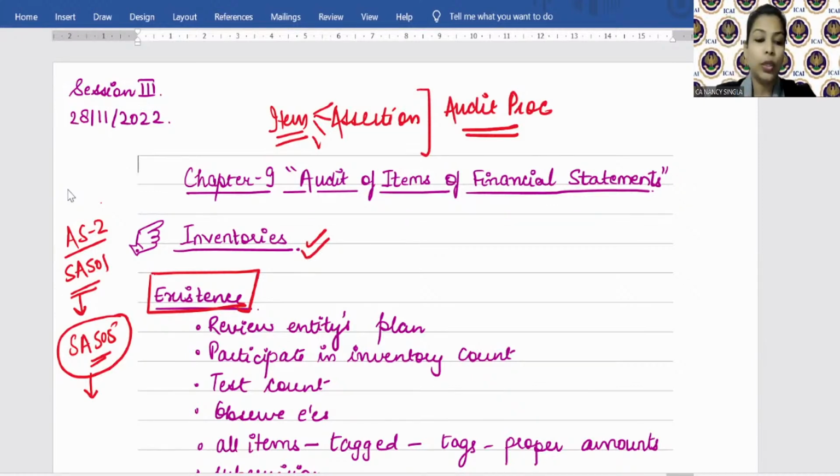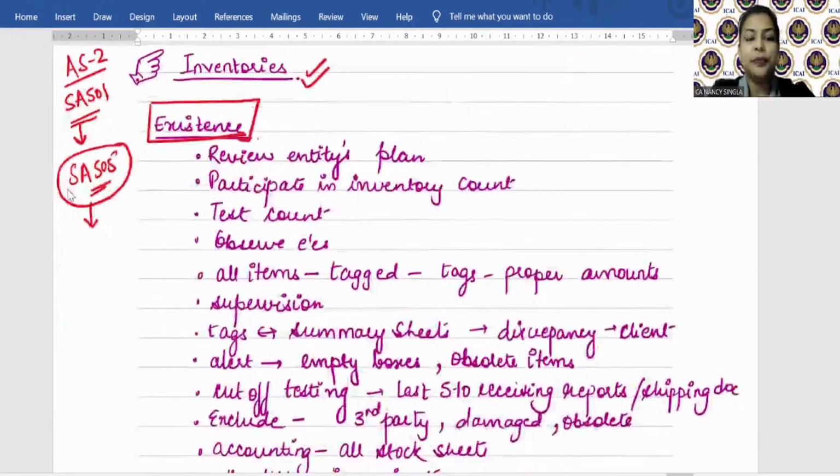I'll quickly go through all these points because in the last session we had a good discussion about these points. So whose responsibility is inventory verification? The physical inventory count is the responsibility of the management. So what is the responsibility of the auditor? He will attend that physical inventory count.